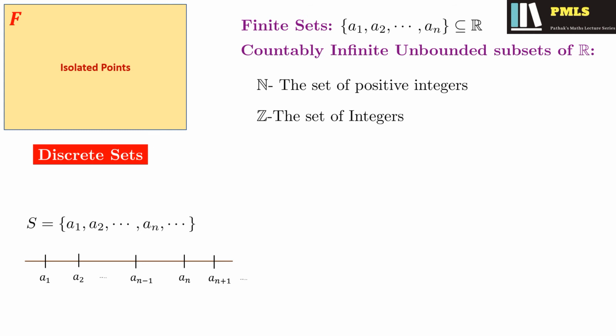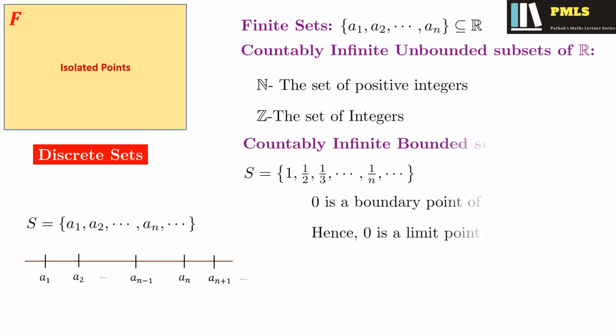Now let us see an example of a discrete set with a limit point. On your screen, the set S containing 1, 1/2, 1/3 and so on has 0 as a boundary point. This we already know from earlier videos. But 0 is not an element of the set. Hence, we have a point which is a boundary point but is not an element of the set. So certainly that point is a limit point of the set. Hence 0 is a limit point of S.